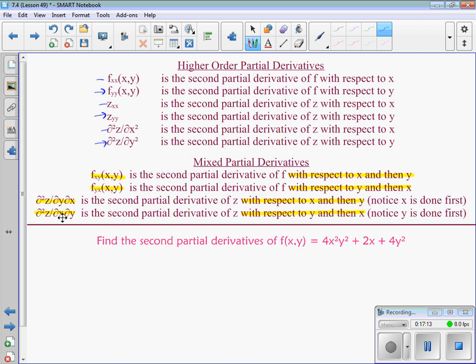When it says d squared z, it means the second derivative of your function z, and then it's dy dx. So we do with respect to x first and then y. Do you see how this looks kind of backwards? That's where you just have to be careful. Notice x is done first for this one, and here y is done first. So if you're checking some answers and you have them wrong, maybe you flipped which one you did first. It's possible. Or maybe you just messed something up. Questions on the notation before we start?